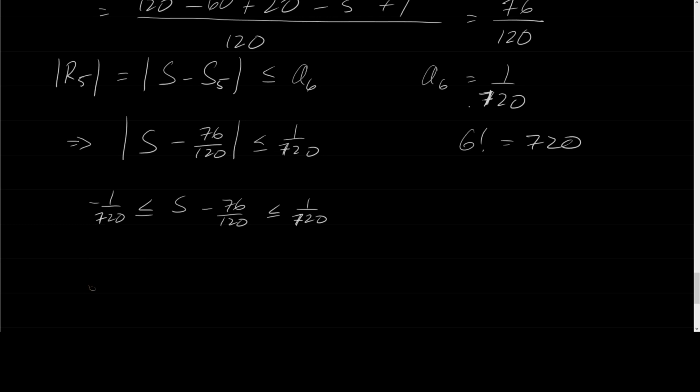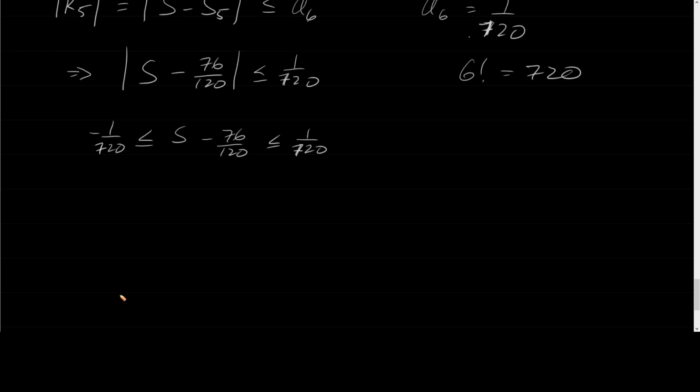Now, let's go back to what I was saying here. If I add 76 over 120 to both sides here, what do I end up with? I'm just going to go ahead and give you the reduced fractions. We end up with 91 over 144 is less than or equal to S. It's less than or equal to 76 over 120 plus 1 over 720, which is 457 over 720.